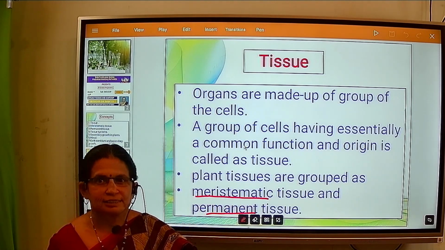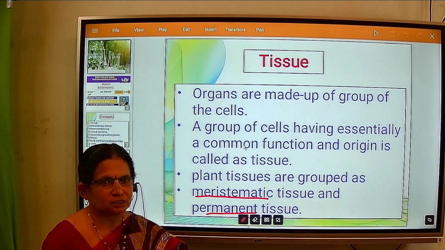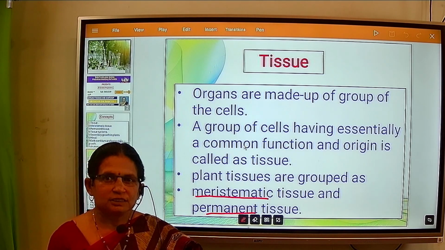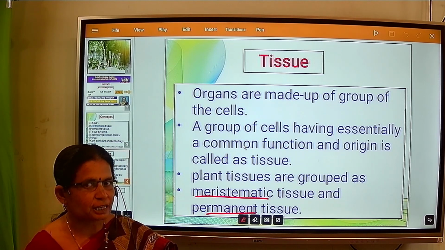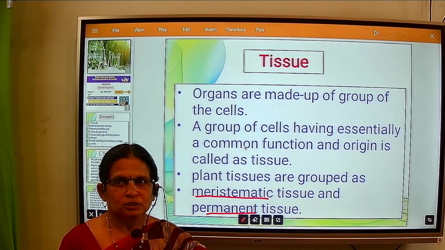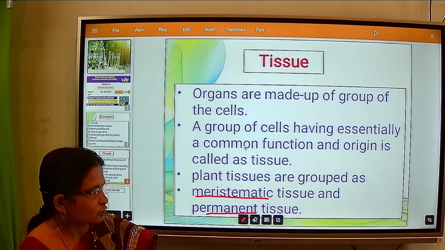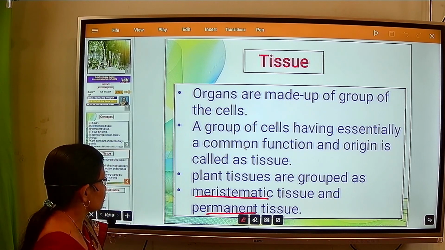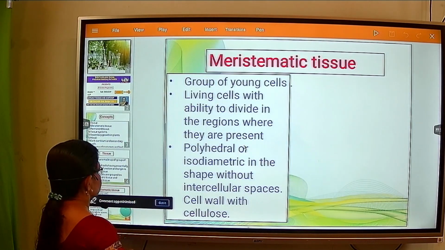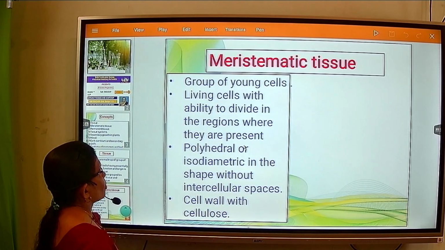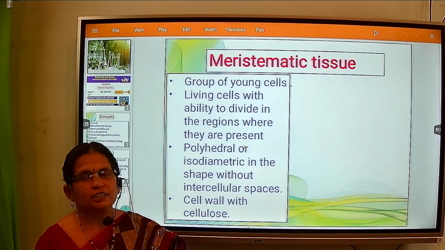Now we will see about the meristematic tissues and permanent tissues. In this standard we are going to study the meristematic tissues and permanent tissues, their functions and their structure. First we have to complete the meristematic tissues. The meristematic tissues are a group of young cells.